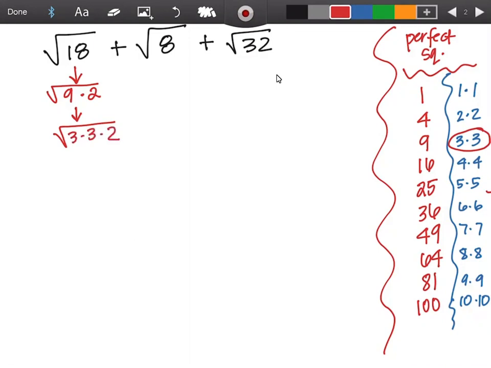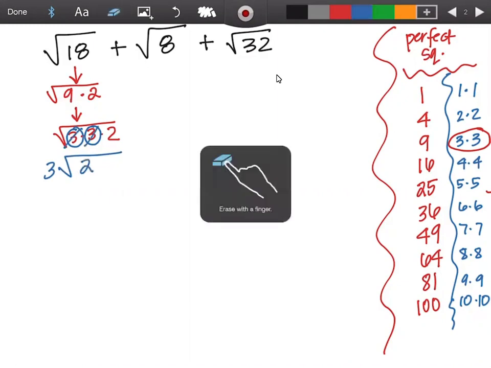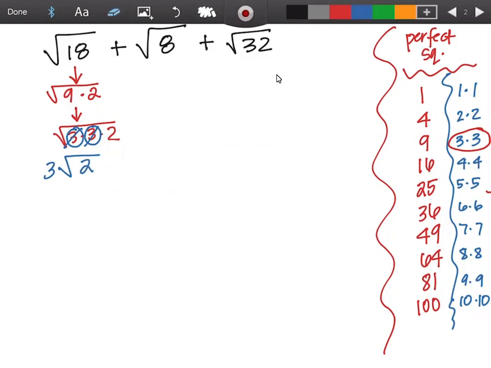Now, in terms of how we continue to simplify that, when you get a pair, which is two numbers that are the same, I like to circle the pair and say that this is a pair. We only need one representative to go outside, and whatever is left over stays on the inside. So now we have 3 times the square root of 2, which would be the most simple form of the square root of 18. 3 times the square root of 2. And we're going to do this for each one.